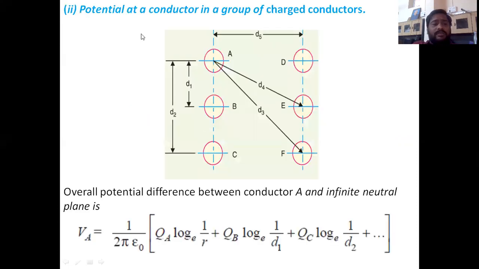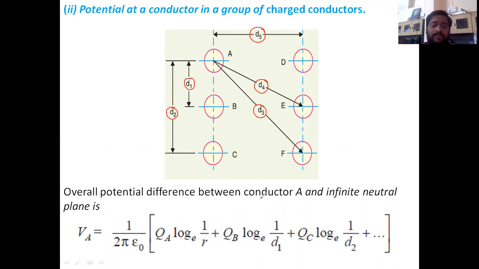Now the second case: the potential at a conductor in a group of charged conductors. Suppose one of the conductors is A, along with other conductors B, C, D, E, F. The center to center distance of conductor A to B is D1. The distance from conductor A to C is D2. The distance from conductor A to D is D5. The distance from A to E is D4. The distance from A to F is D3.